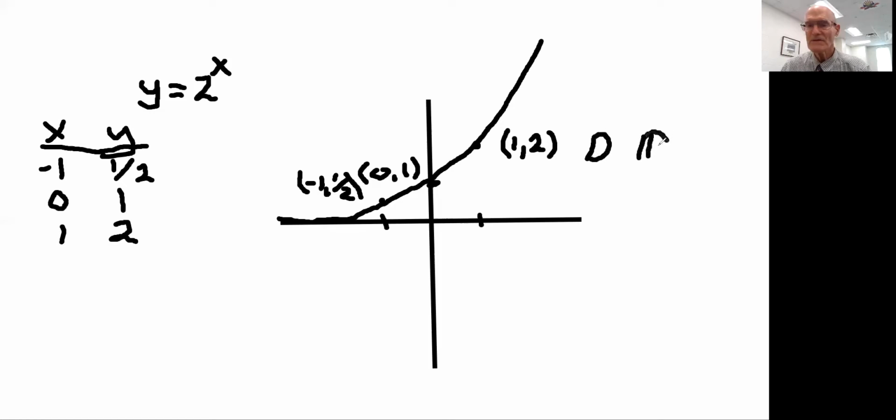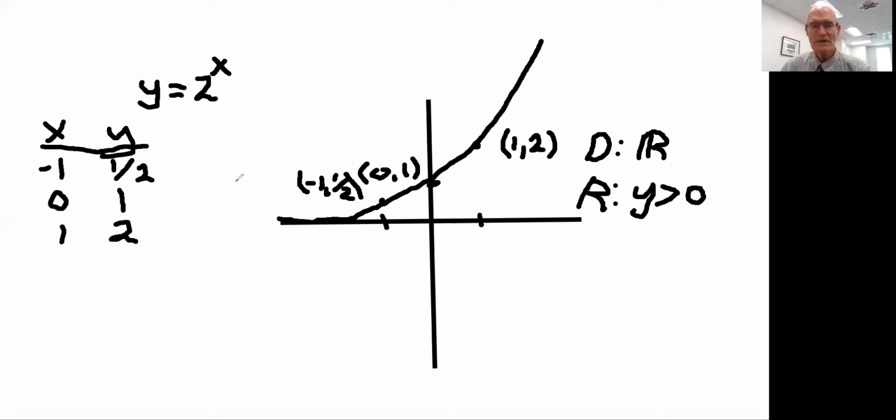The range is y greater than 0. Now notice y cannot be equal to 0, so y is greater than 0. And then your x-axis becomes a horizontal asymptote for this function.